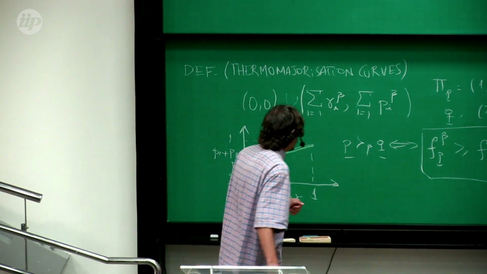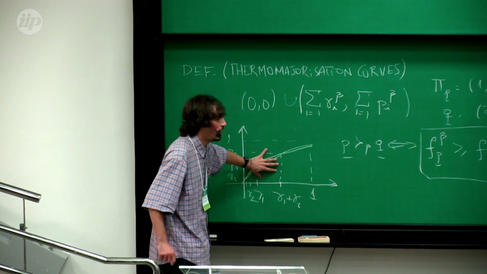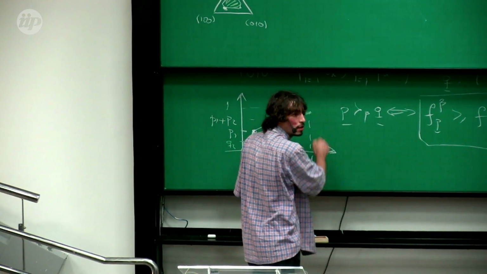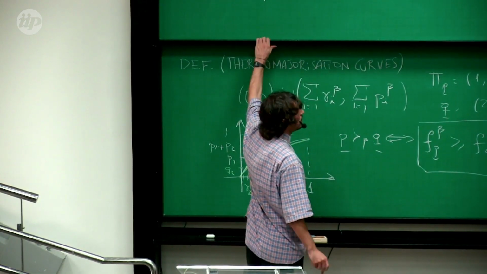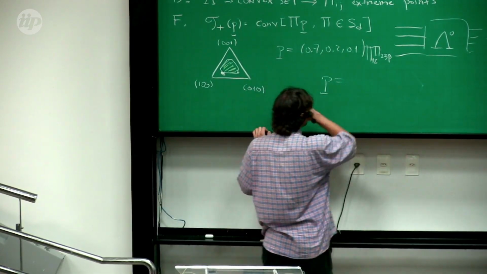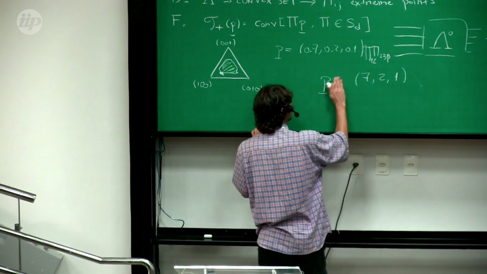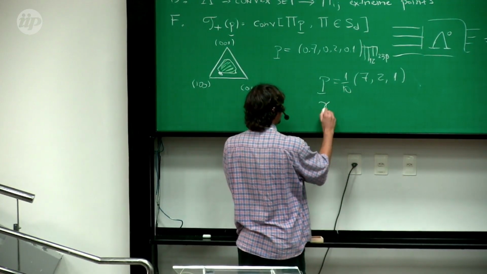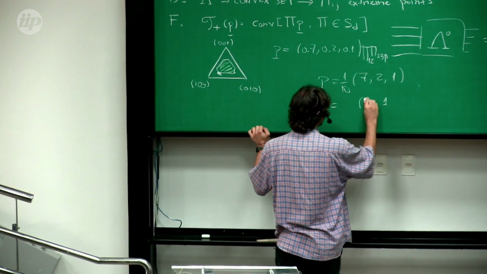Yes, sure. So basically, thermomajorization consists of just building those curves, right? And the procedure to do this is, so let's say that we have some initial state, which is 7, 2, 1. Some initial state like this. Let's say that we have a thermal state, which is 3, 2, 1.